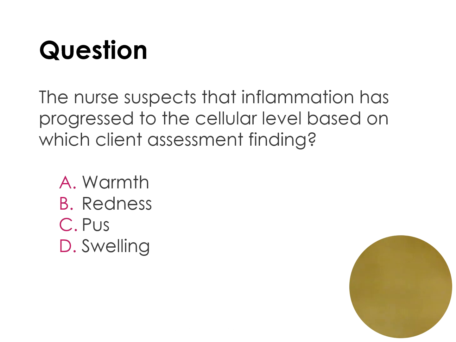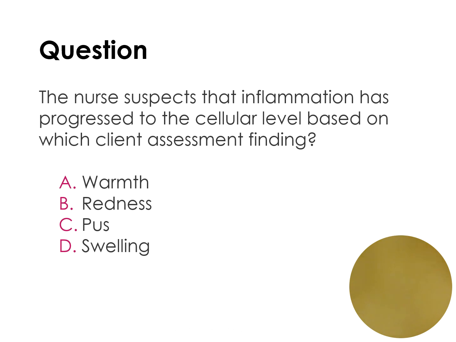Next question. The nurse suspects that inflammation has progressed to the cellular level based on which client assessment finding? Warmth, redness, pus, or swelling? The correct answer is C.